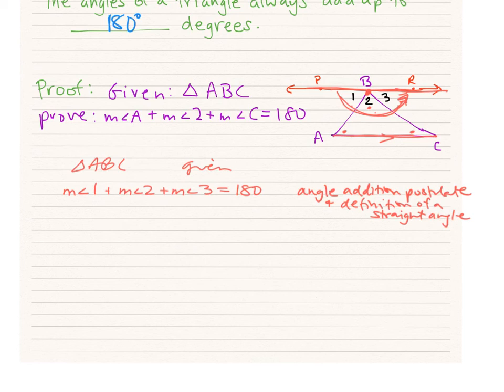Okay, and so then we know that because these two lines are parallel, and this is a transversal that cuts through those two parallel lines, these two angles are congruent.